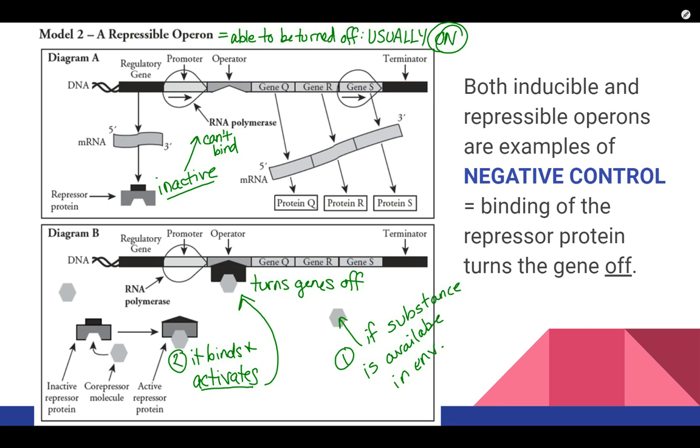So the third model in your packet, we're just going to talk about real briefly here. I know we're running short on time, but we'll talk about the third one. It's okay.